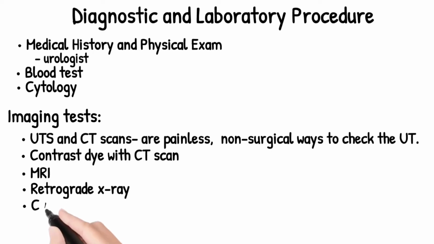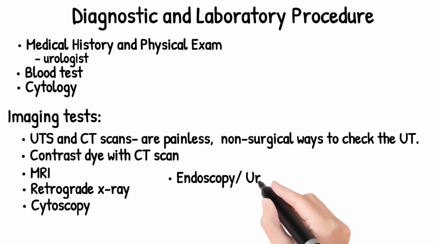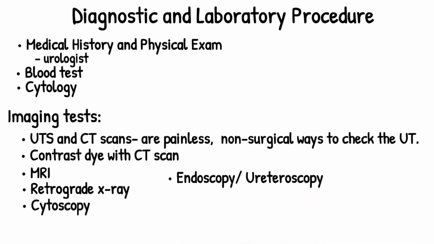Next is cystoscopy. If the source of bleeding is still in doubt, your doctor may order cystoscopy. A cystoscope uses a special fiber optic tool like a camera lens to look through the urethra into the bladder and urinary tract. Next is endoscopy or ureteroscopy.